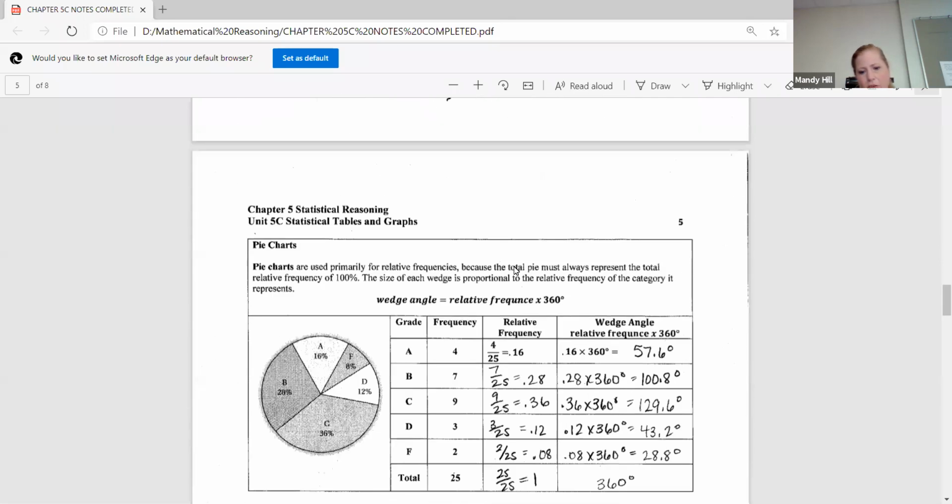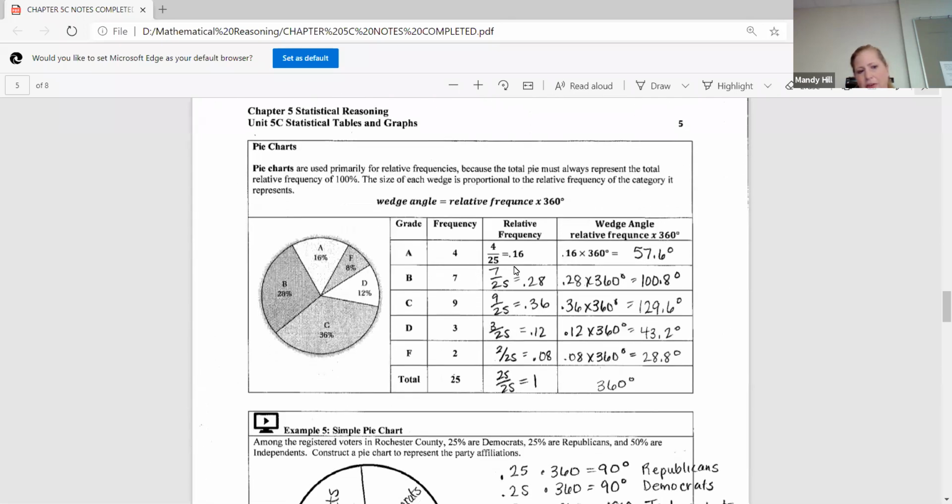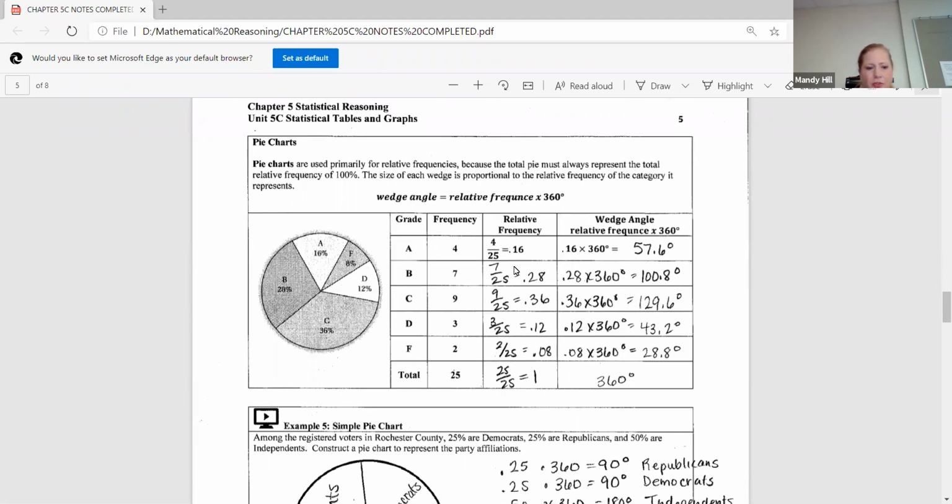Okay. If you want to draw a pie chart, which I'm not going to make you draw, you need to kind of know where they come from. This is talking about somebody's grades in their class. So the first thing they did was they wrote down the frequencies, which we know.